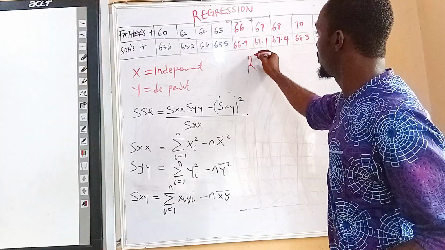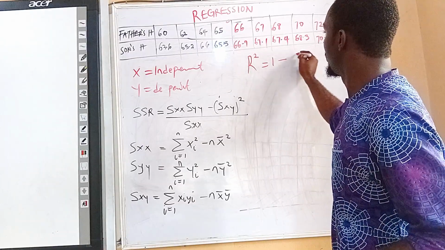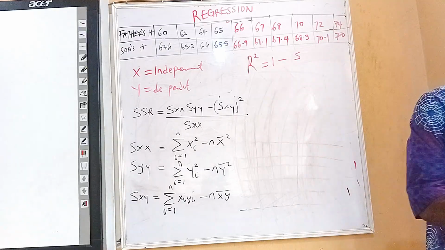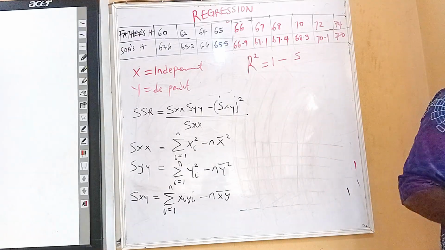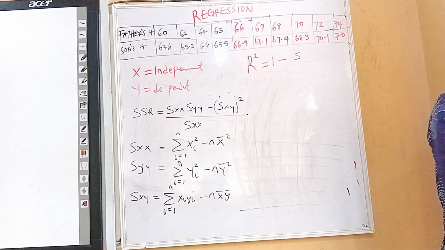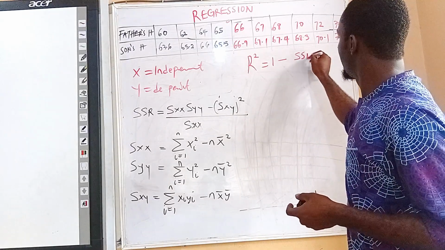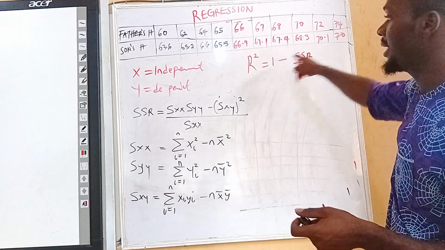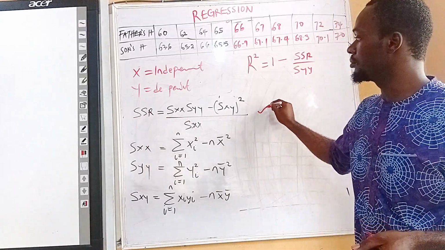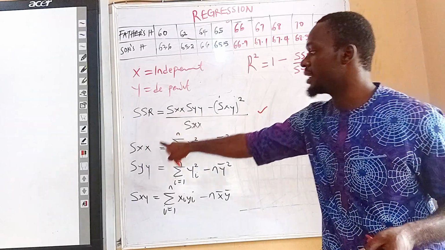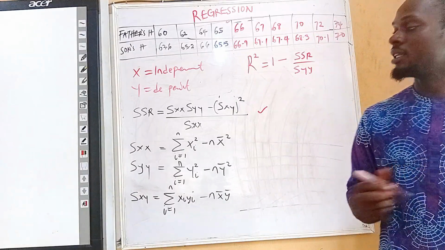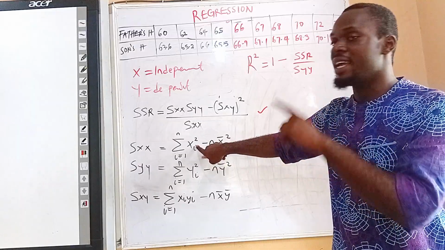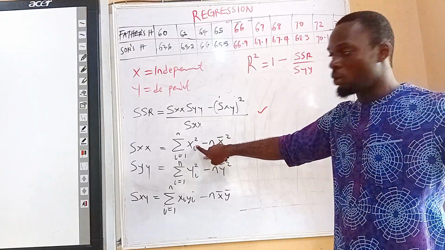Our r squared is equal to 1 minus SSR by SYY, and our SSR is equal to this. We need to find SXX first. SXX is saying that we should square each X individually, then sum it up.